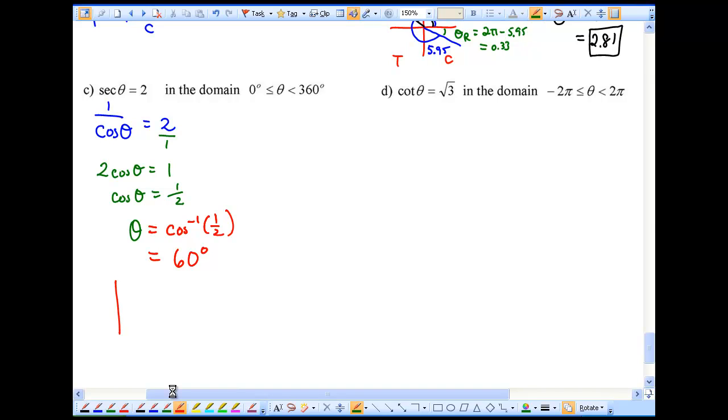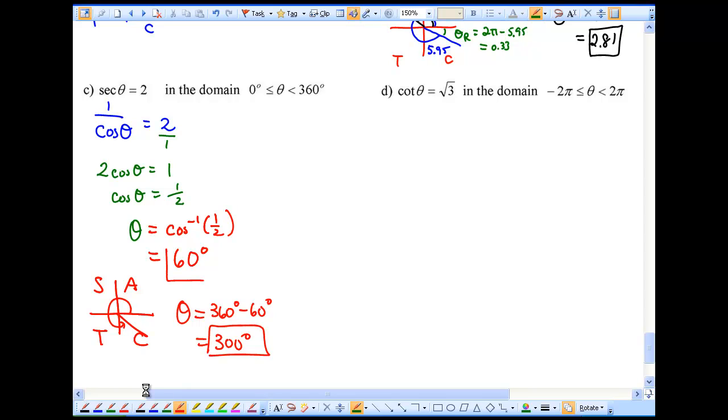Once again, this secant or cosine ratio is positive, so where else is cosine positive? How about quadrant 4? Okay, so theta also equals to 360 minus 60, or how about 300 degrees? Okay, 2 answers.